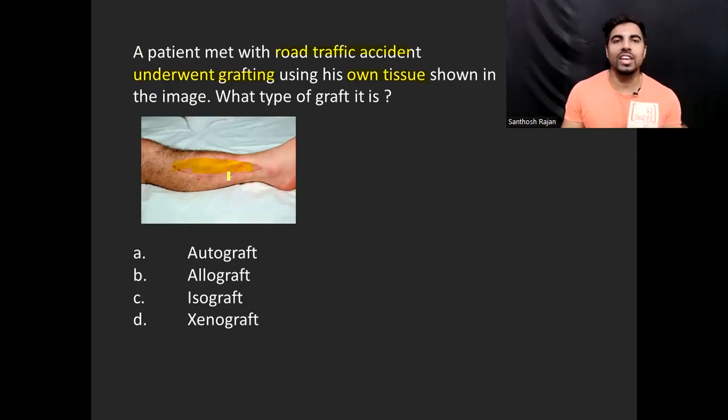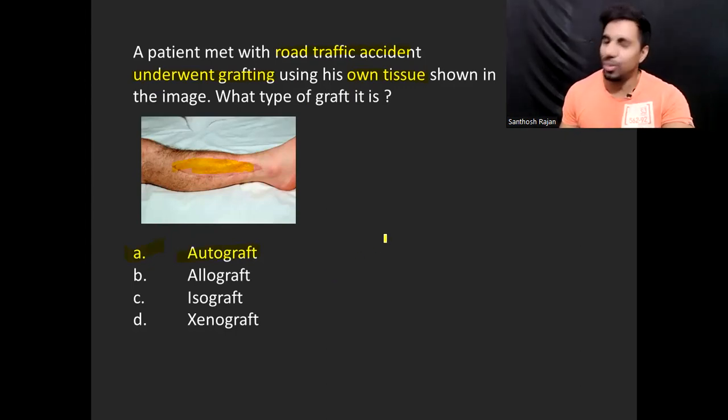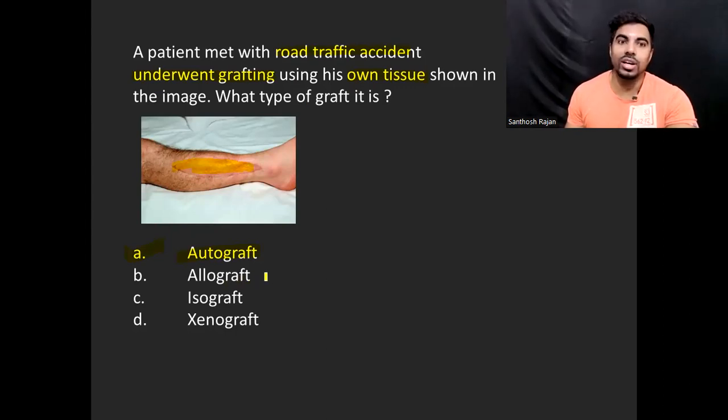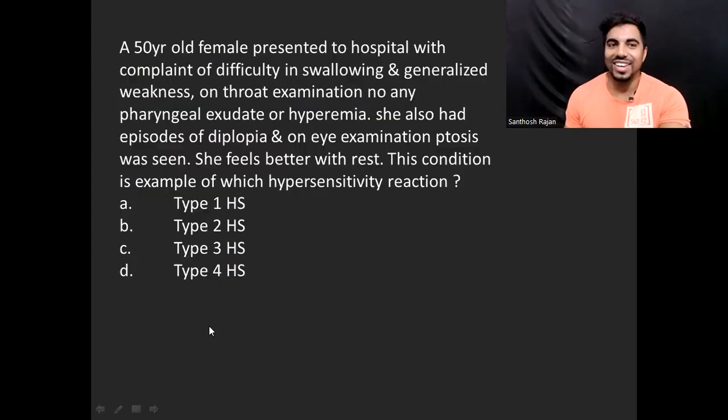Probably from the thigh they have taken it and put it here. He must have had some RTA, the skin must have been abraded, peeled off, so they put a graft. So his own tissue, meaning the answer is autograft. Got it? That's the answer. Very simple and easy. That's what I want you to do very well in the exam. They can give you a graft taken from another individual, another man, then it is allograft. If they say identical twins or monozygotic twins, isograft. Xeno from another species, between two different species, xeno. Finished.